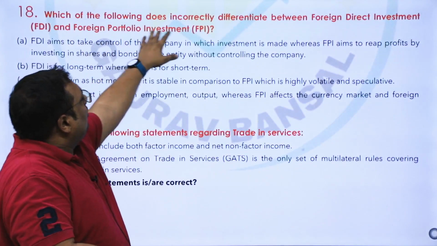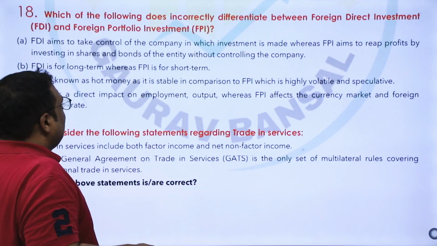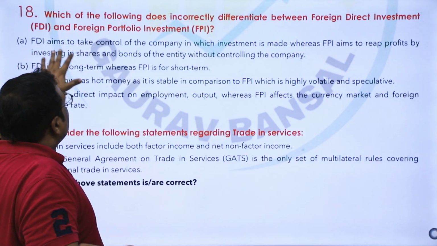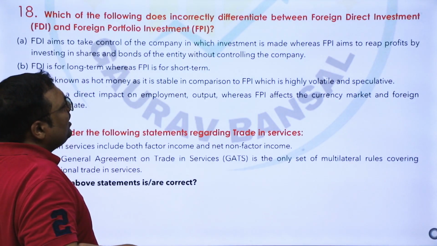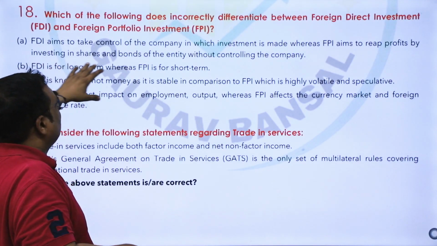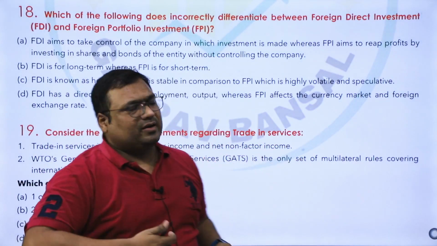18th, which of the following does correctly differentiate between FDI and FPI? Okay. A, FDI aims to take control of the company in which investments are made, whereas FPI aims to reap profit by investing in shares and bonds of the entity without controlling the company. That is perfectly correct. Okay.